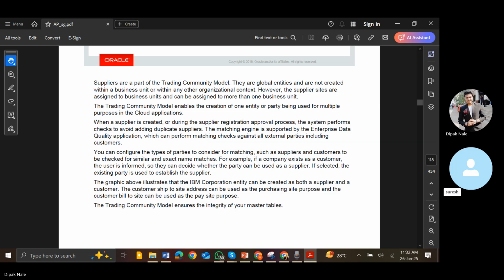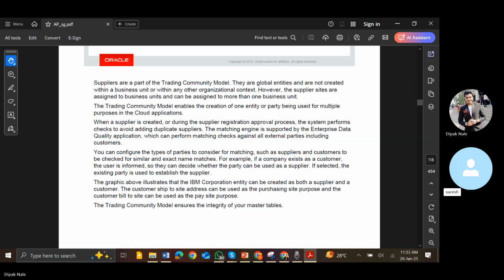Okay. So if you see, TCM enables the creation of one entity or party being used for multiple purposes, not only here. So it will work for other modules, wherever. Once you create a party in ERP, it can be used in multiple modules, multiple purposes. When you create a supplier, it checks for duplicates. It won't allow duplicates. You cannot create multiple parties.